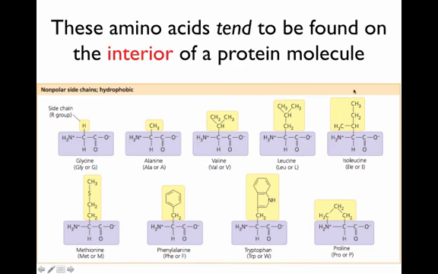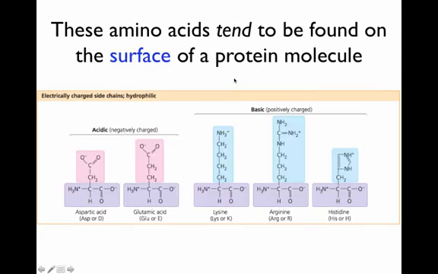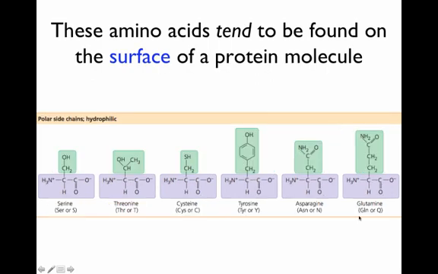So just as an example, these are the 9 relatively hydrophobic amino acids. They tend to be found on the interior of a protein molecule. And I'm emphasizing "tend" because that's not always true, but it very often is true. And these are hydrophilic amino acids. They tend to be found on the surface of protein molecules. The same with these. These were also hydrophilic amino acids. Again, they tend to be found on the surface of protein molecules once they've folded up properly in 3 dimensions.